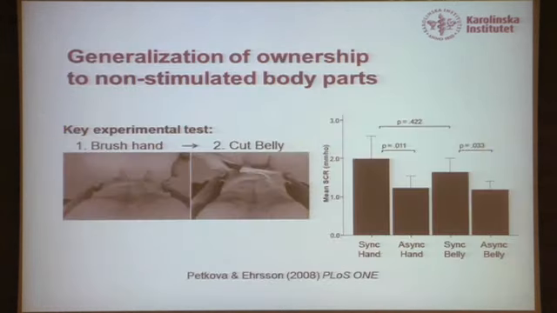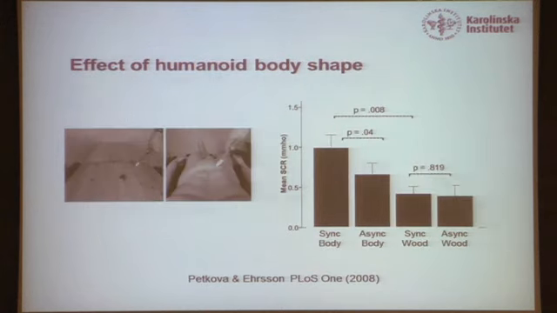And we can show that this effect generalizes. We are not just studying the rubber belly, because if you saw that Valeria was touching the belly of the mannequin, the effect generalizes to other body parts. So if you touch the belly and then threaten the hand, or vice versa, we get the same results. So it's like ownership now spreads from the stimulated body parts to all the parts of the body, which is an interesting difference from the rubber hand illusion.